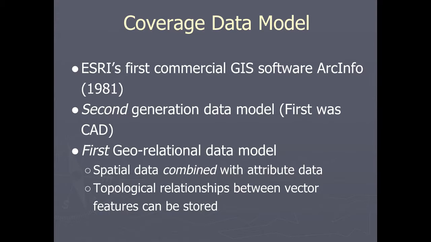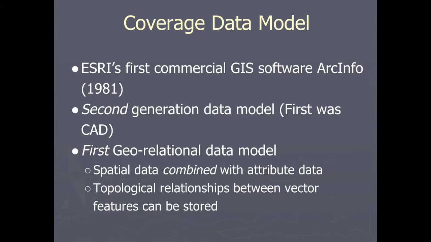So it was referred to as a second generation data model. The real first generation was CAD. CAD was around before this coverage data model. However, this coverage data model was the first geo-relational data model. And what geo-relational means is that the spatial data was combined with database information referred to as attributes that describe that spatial data. So this was different than CAD data, that first generational model. CAD data didn't store the attribute component, the database information, the tabular component. It did store the spatial data, but not attribute data.